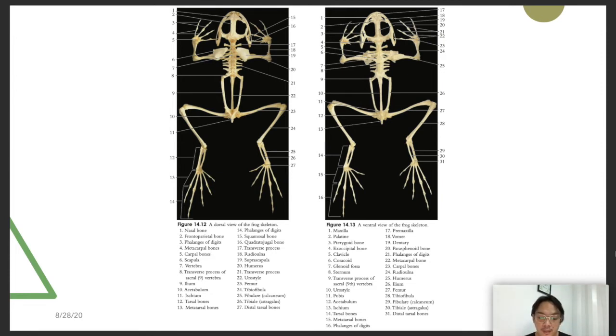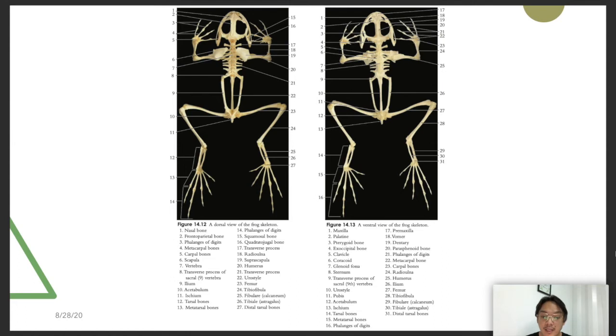15 the squamosal bone. 16 is quadratojugal bone. 17 the transverse process. 18 the radioulna. 19 is the suprascapula. 20 is the humerus. 21 is transverse process. 22 is the urostyle. 23 is the femur. 24 is the tibiofibula, the combination of the tibia and fibula.